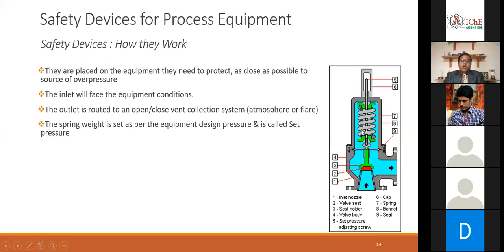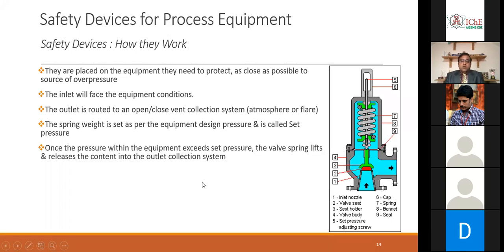The spring weight, as you can see, is set as per the design pressure of the equipment. You can adjust the spring by tightening or loosening the screw above it, which holds the spring. Based on the pressure applied at this point, the spring will lift up. In case of overpressure, it will open this path and the fluid will pass through like this. The moment the pressure falls, the spring will fall down again and close this. So this is how it will operate.